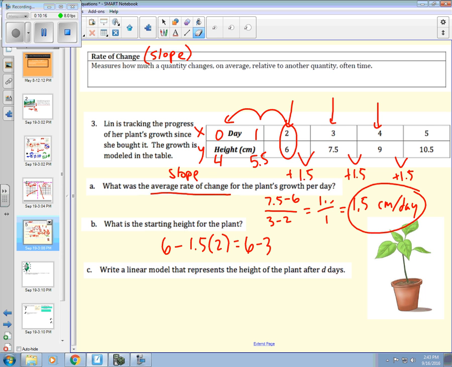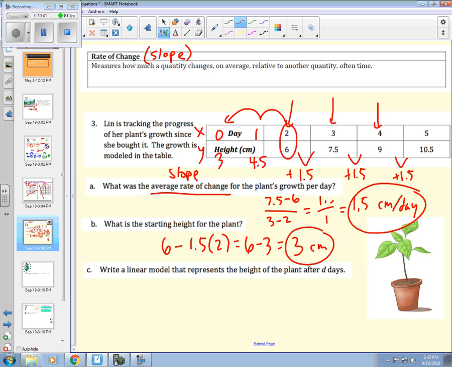I did some bad math here. Going back here, 6 minus 5.5 is 0.5, not 4.5, and that would be a different result. So 1.5 times 2 is 3. You subtract it from 6. Looks like 3 centimeters was the starting amount. Okay, so that would be another way you could go about that problem. Last one, or sorry, new problem.